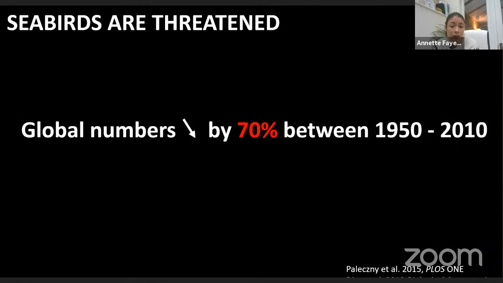Unfortunately, they're threatened, and actually seabirds globally are some of the most endangered birds on Earth, and their numbers are estimated to have declined by around 70% since the 1950s. And that's really happening all over the planet.